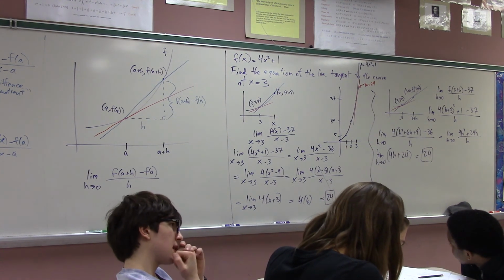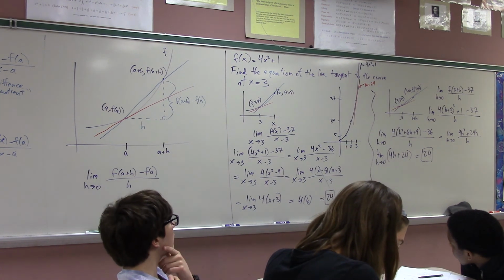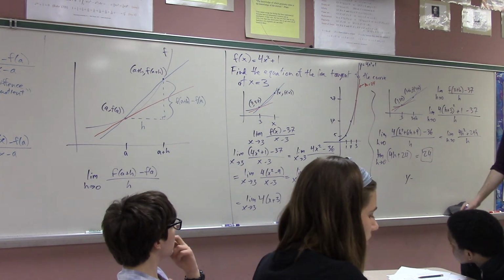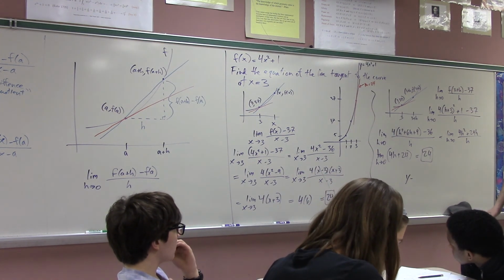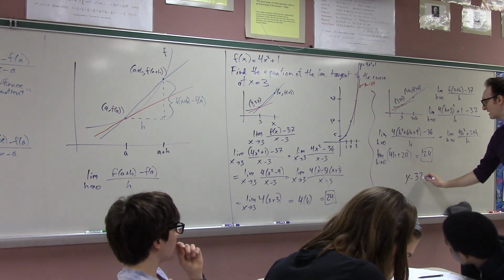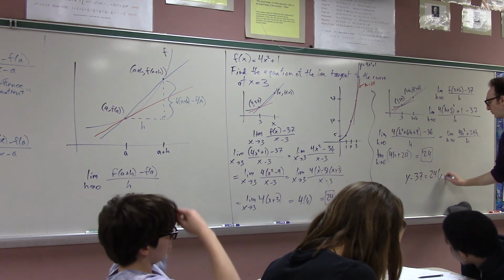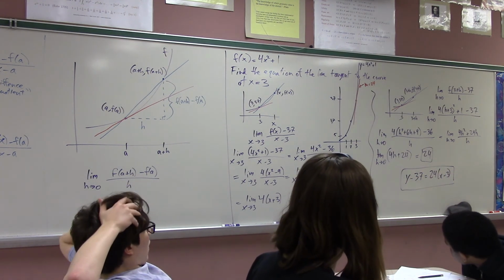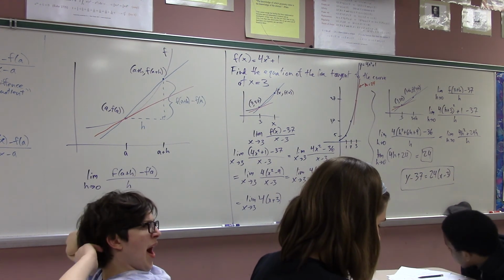Alright, I actually asked you, however, not for the slope, but for the equation of the line. So we do a little bit of algebra 1. The equation of the line, therefore, is y minus 37 equals 24 times (x minus 3). That's the simplest way to do it, and you just leave it like that. Eric, be good. Okay, let's do another one.